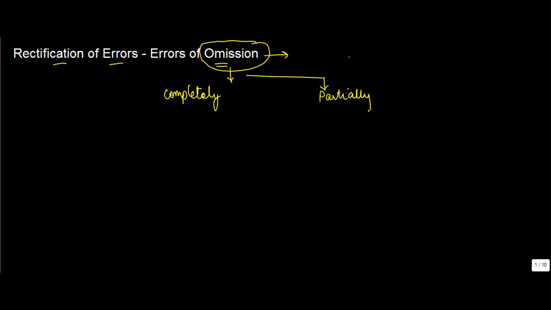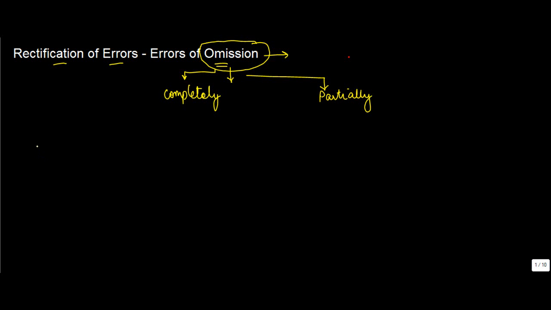In this video, we'll look at, in cases of rectification of errors, what do you mean by errors of omission? Now, do you understand the meaning of omission? Omission means omitting to do something, forgetting, not doing something. And therefore, the errors of omission are the errors where a transaction is either completely or partially omitted from being recorded in the books of accounts.